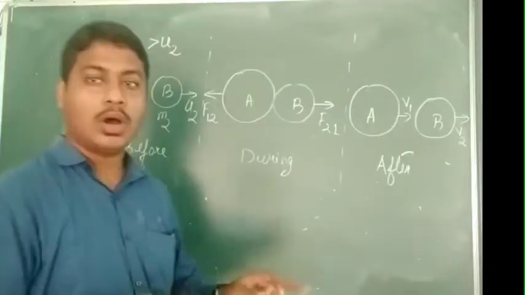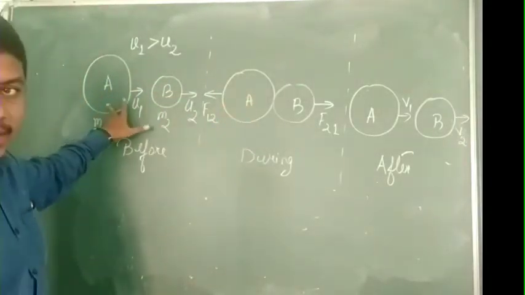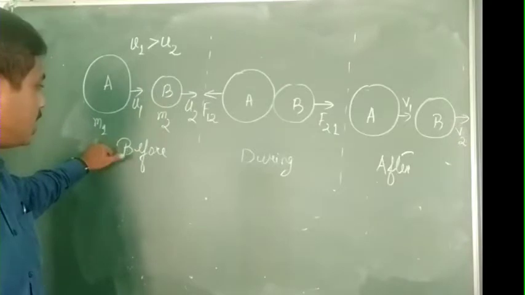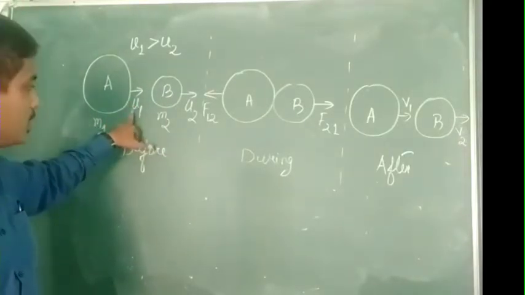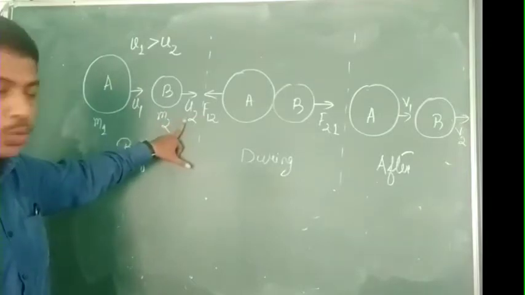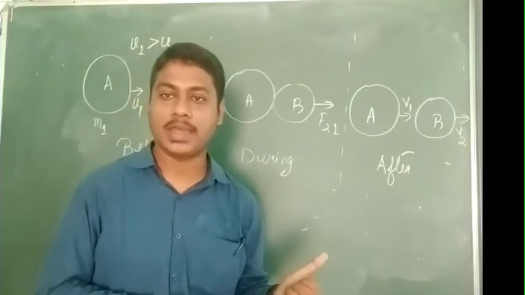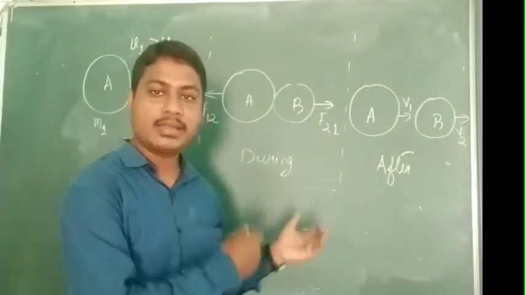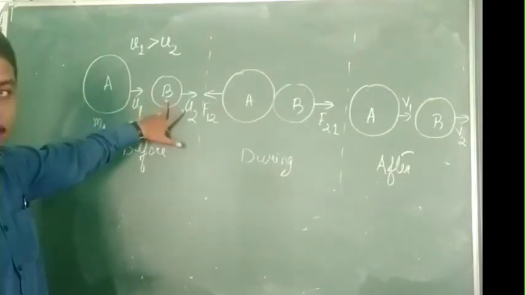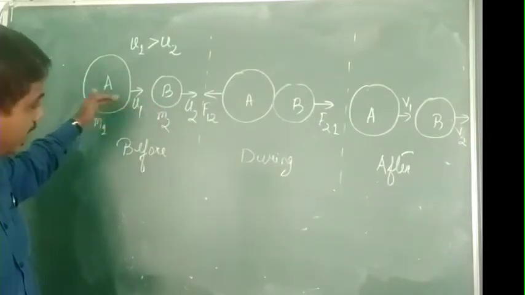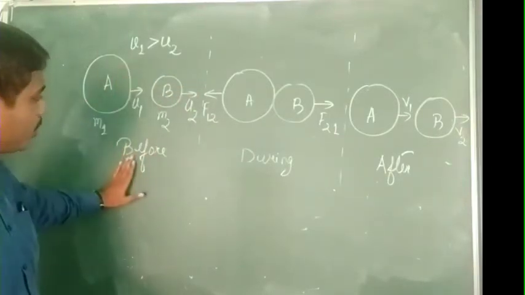For the law of conservation of momentum, we have this diagram. Object A and object B have masses m1 and m2. The first object is moving with initial velocity u1 and the second object is moving with u2. The condition given is that u1 is greater than u2. That means the first object is moving at a higher speed than the second object, so only then will the first object collide with the second, as they are moving along the same direction, as you can see. This is before collision.